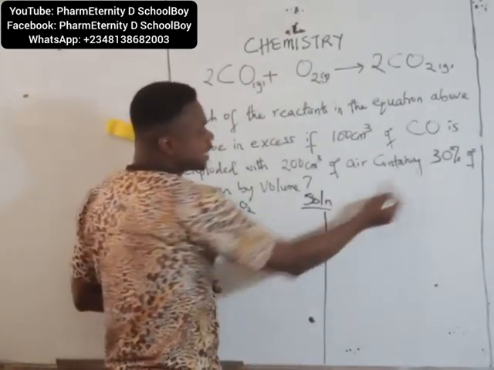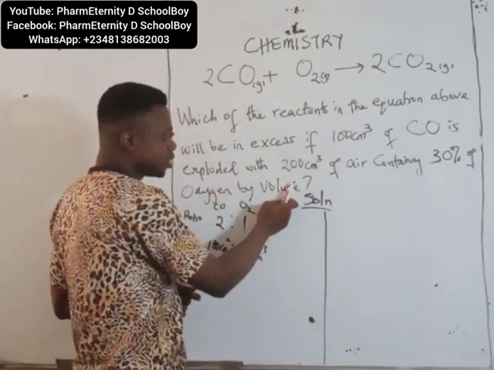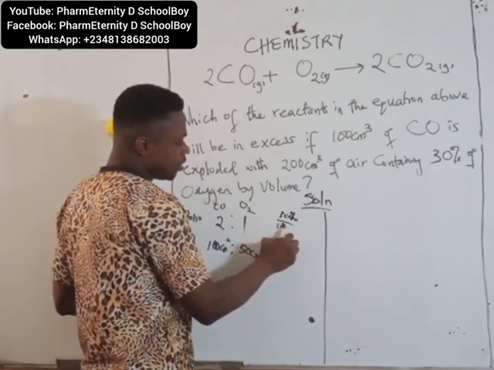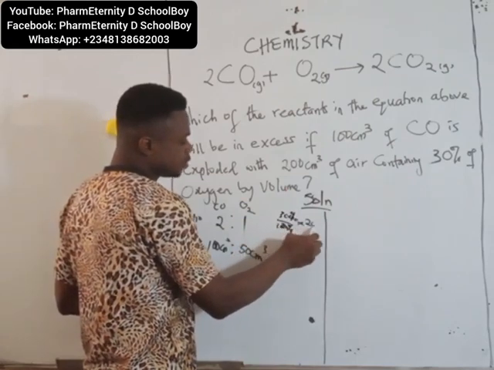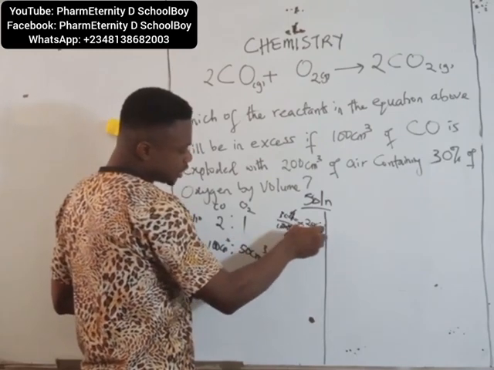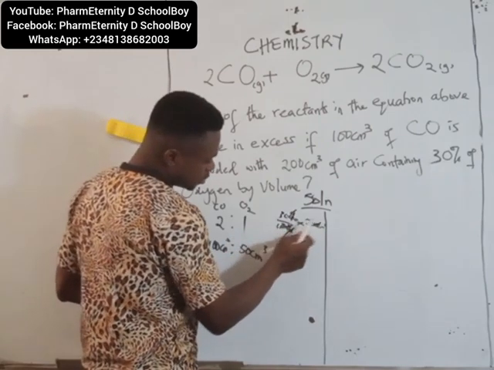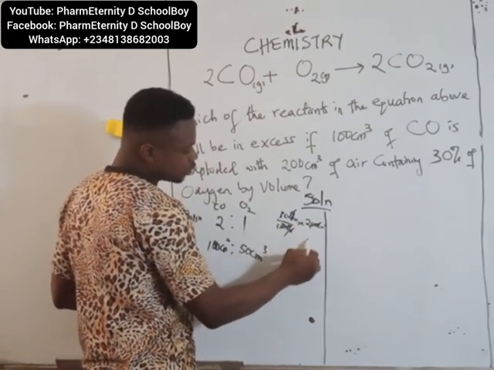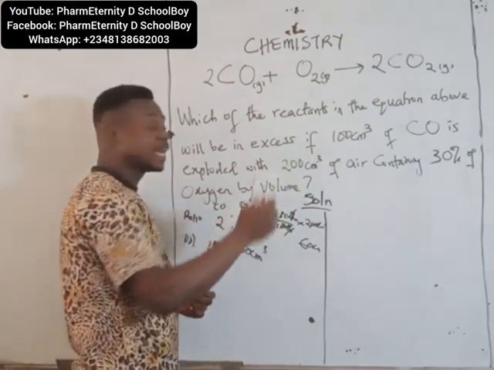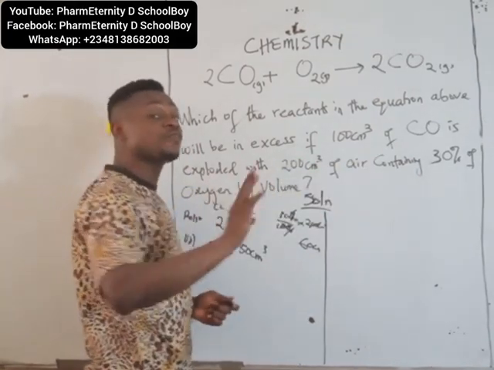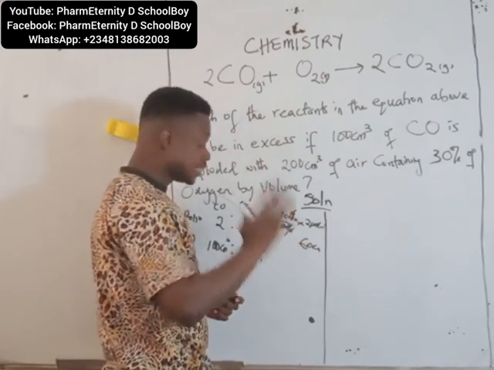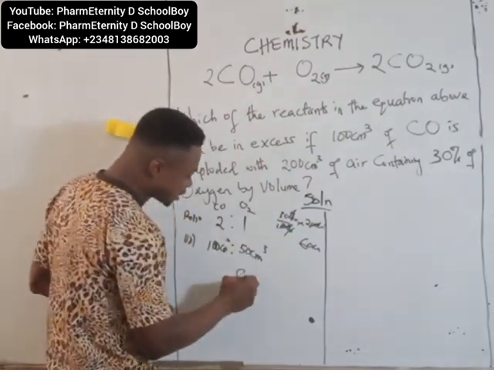Now, what it means is that 30% of 200 cm³ is 30 over 100 times 200 cm³. Percent will cancel percent, 20 will cancel 20. 30 times 2 is 60 cm³. So 30% of 200 cm³ of air is 60 cm³. So the volume of oxygen in the air in question is 60 cm³.